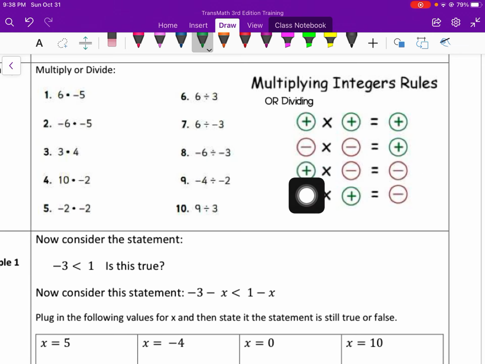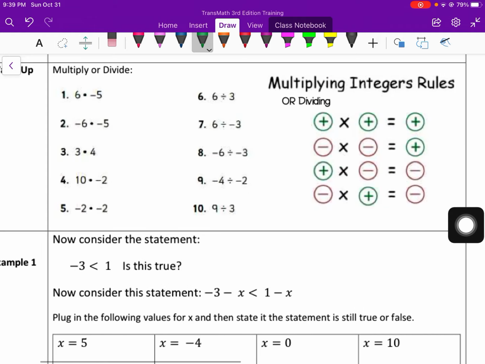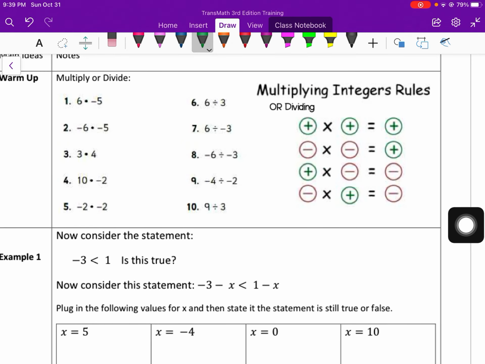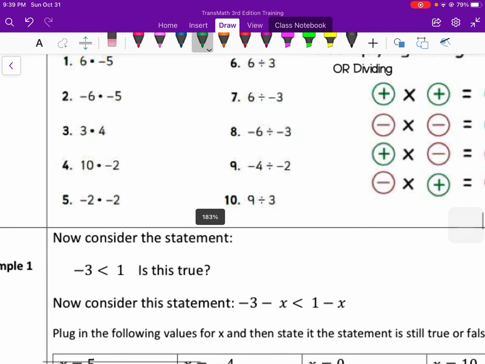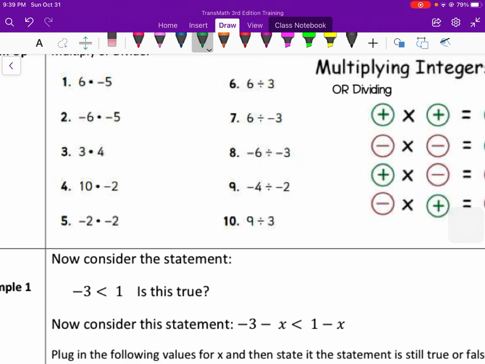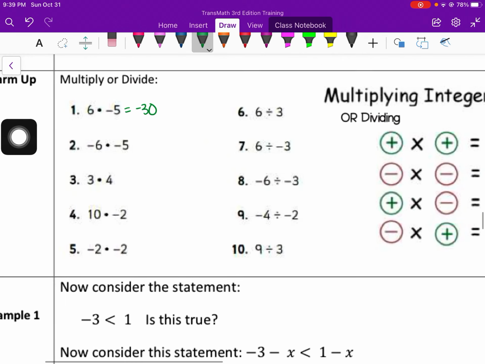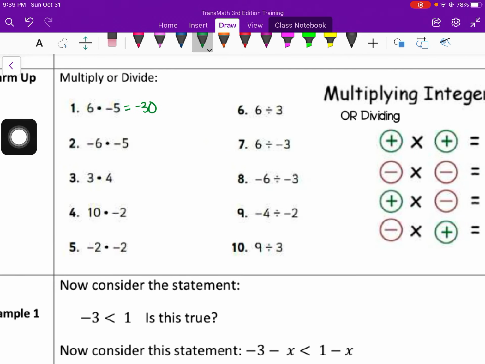But if you multiply and the signs are different, then your answer will be negative. So positive times a negative is a negative, and negative times a positive is a negative. So let's just review that. So 6 times 5 is 30, but 6 times negative 5, since the signs are different, your answer is negative 30. In number 2, the signs are the same. 6 times 5 is 30, and negative 6 times negative 5 is also positive 30. So same signs, positive answer.